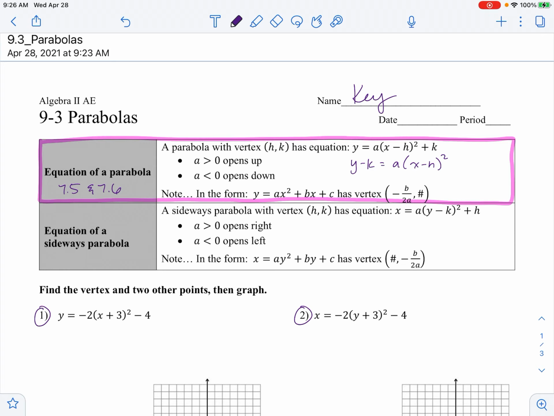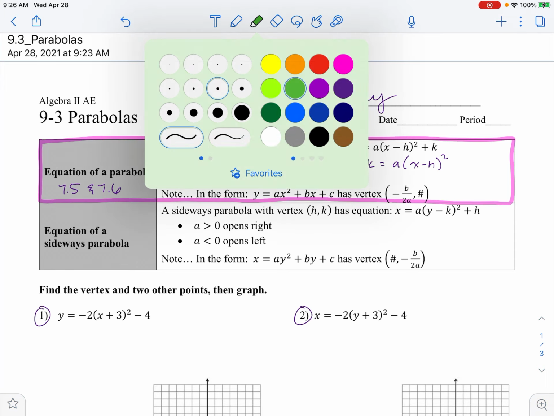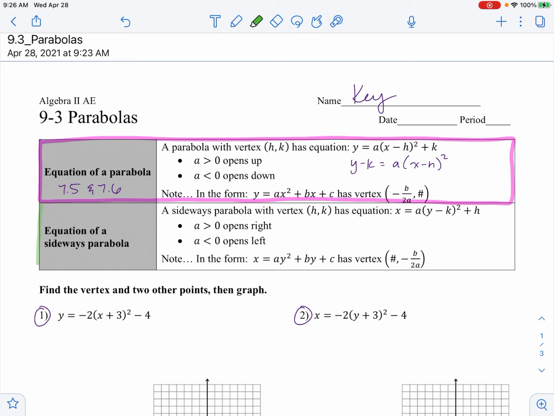the opposite sign. We know our a value tells us if it opens up or down. It also tells us that vertical stretch or shrink. If we have it all multiplied out, we know how to find our vertex. We're going to take all of that and just adapt it for this second part today. We are now going to have parabolas that are also going sideways.